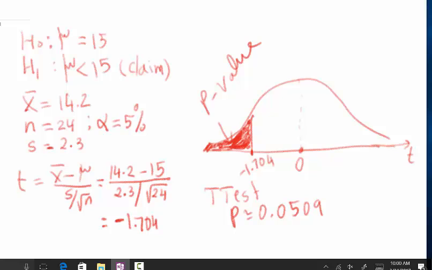How do we use the p-value? You compare the p-value with the level of significance alpha. If the p-value is more than alpha, you fail to reject H0. If the p-value is less than alpha, you reject H0. Well, here I have 0.0509, which is very close to 5%, but it's slightly bigger, so it's greater than alpha, and our decision will be fail to reject H0. Now what about if we have a right tail test? Let me show you how that works with the right tail test.